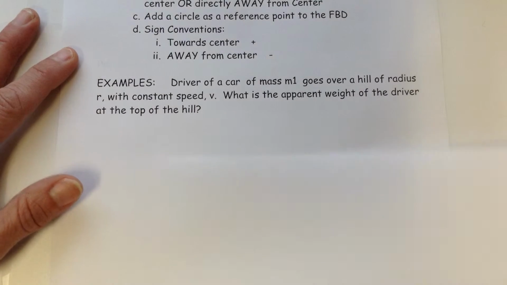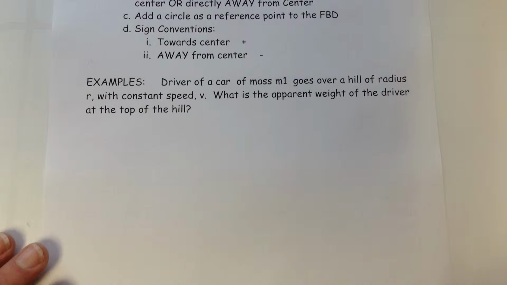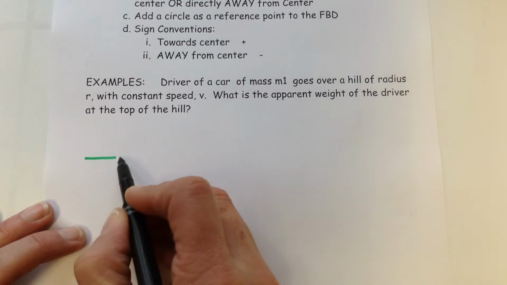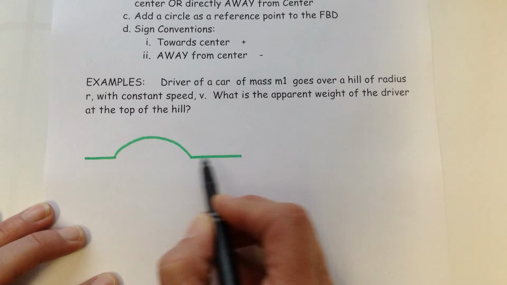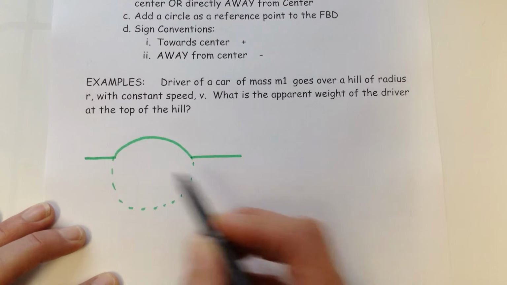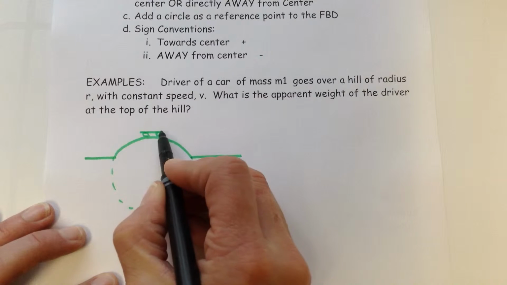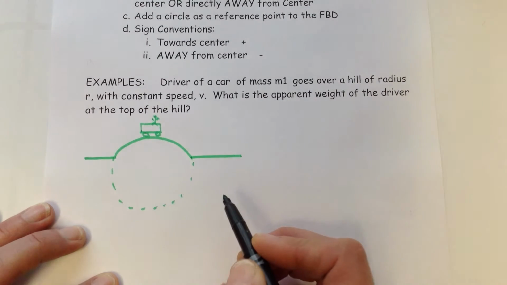All right, so let's go to our first example here. A driver in a car of mass m1 goes over a hill of radius r with a constant speed v. What is the apparent weight of the driver at the top of the hill? A little sketch of my system is probably in order, and this is probably an exaggerated hill. We're just saying that this hill has a perfectly circular radius, which of course may not be true, but we're going to consider what's happening at the top of the hill, where the car is, and our passenger hanging out on top there.